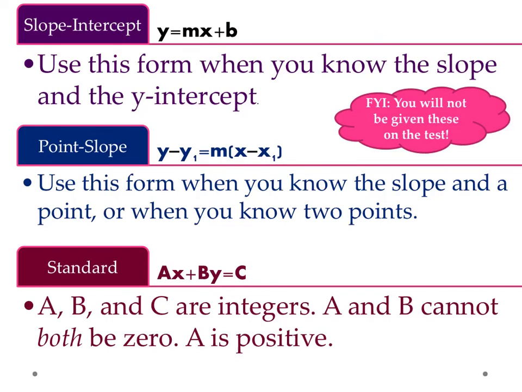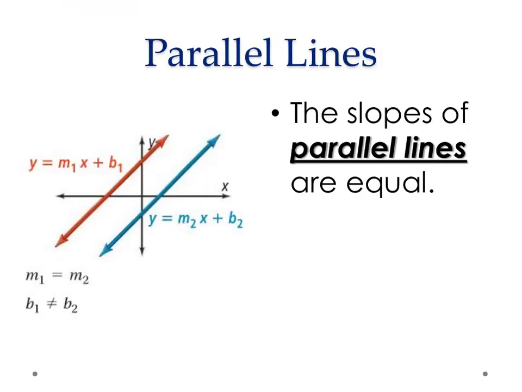So here's a summary of the 3 forms that we have learned: slope-intercept, point-slope, and standard. So when 2 lines are parallel, what makes them parallel is that they both have the same exact slope. So they must have the same slope, but in order to be two different lines, they must have different y-intercepts. So parallel lines have the same slope and different y-intercepts.